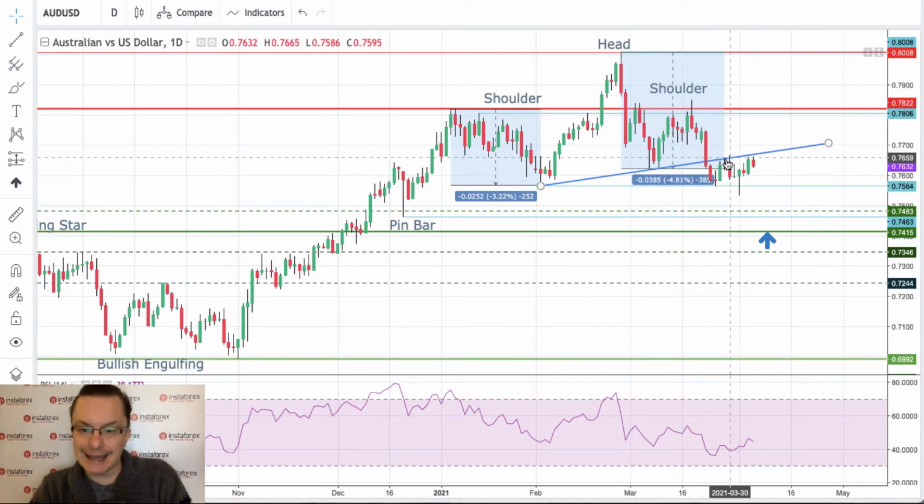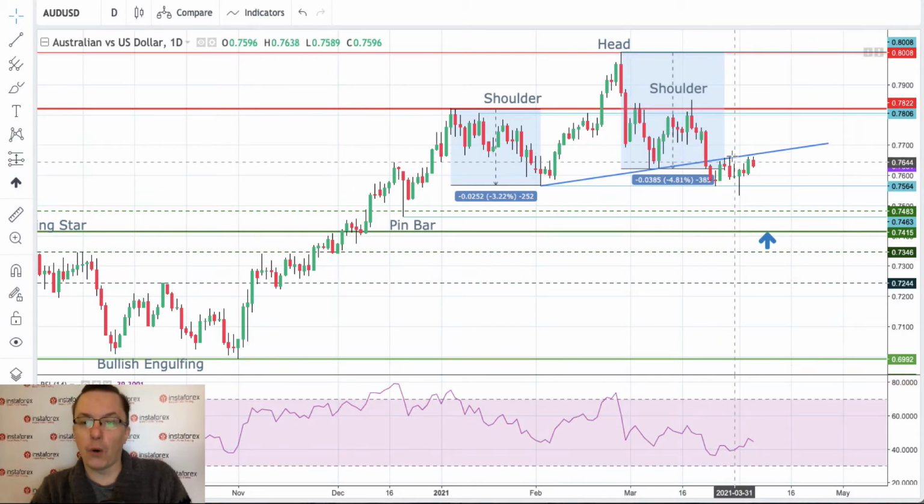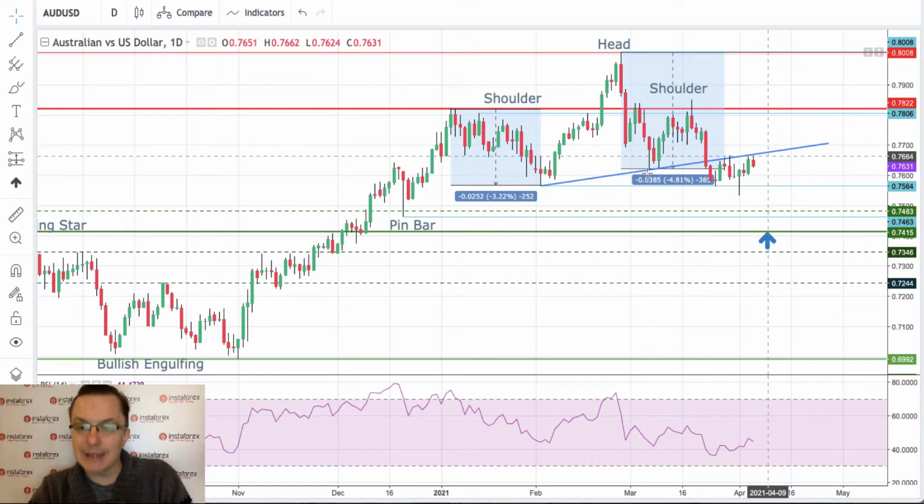We have the neckline test. We have a dip below the left shoulder low at 7,564. This is done already. Kind of a pin bar here, kind of a hammer candlestick done here, but we still trade below the neckline on the Australian dollar.